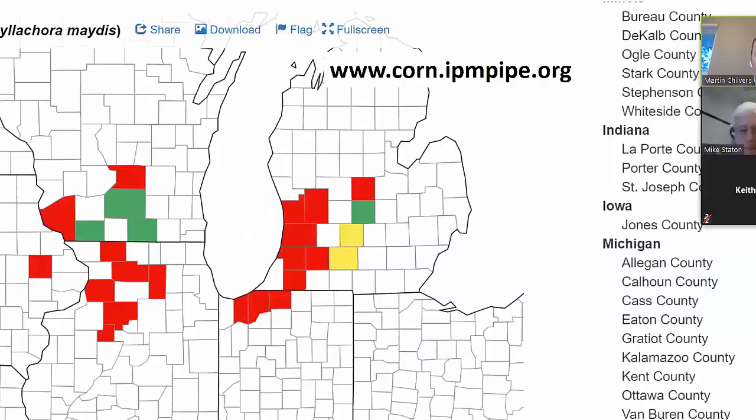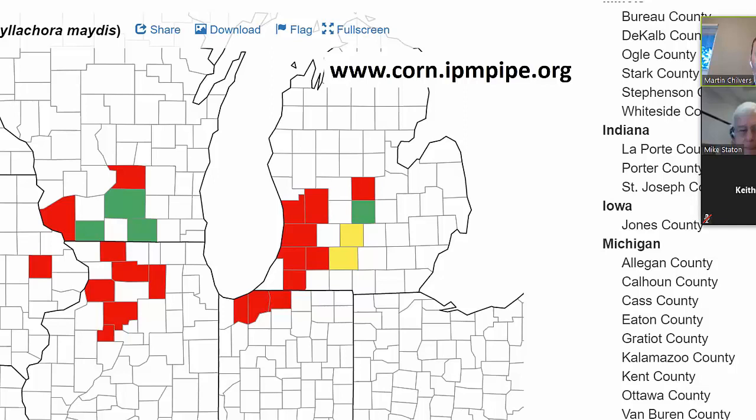So moving into this season, we've got a number of counties now where we've got confirmations, about 7 or 8 counties. Those red highlights on the counties are confirmed. The yellow is possible, and green is we've checked, we haven't found it yet. In those situations where we've found it, there's been mixed results so far.